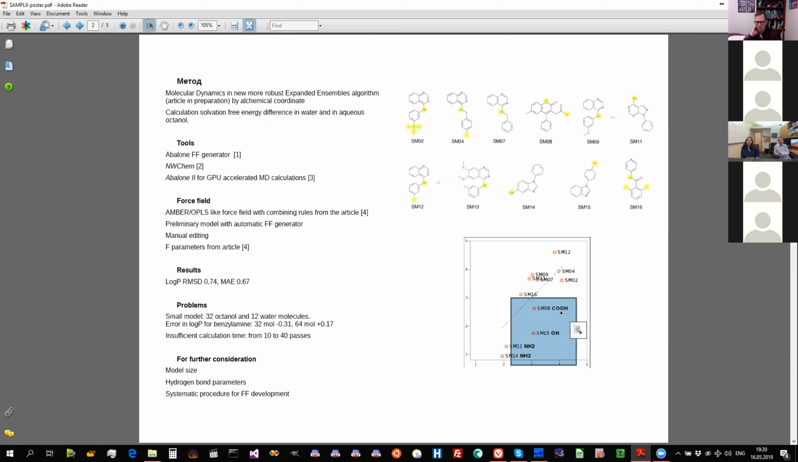Would you like to comment about how you modeled the octanol layer? Were there water molecules in the octanol layer or just a dry octanol layer? Sorry, what octanol? The octanol phase, was it dry in your model, or did you include water molecules in the octanol phase as well? I always include water molecules. It was 32 octanol and 12 water molecules in every simulation. Wet octanol. Wet.